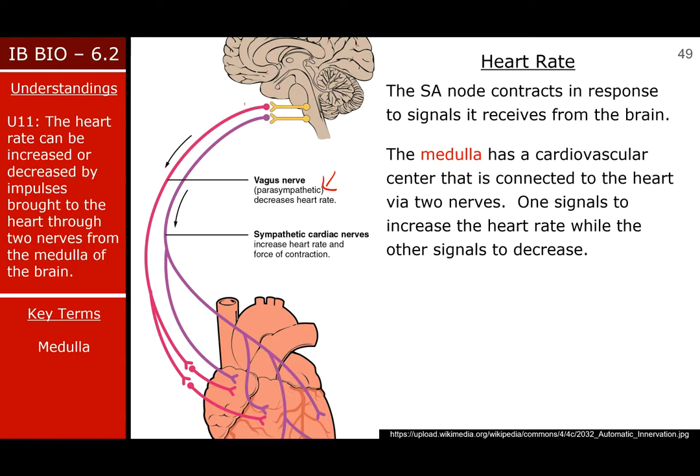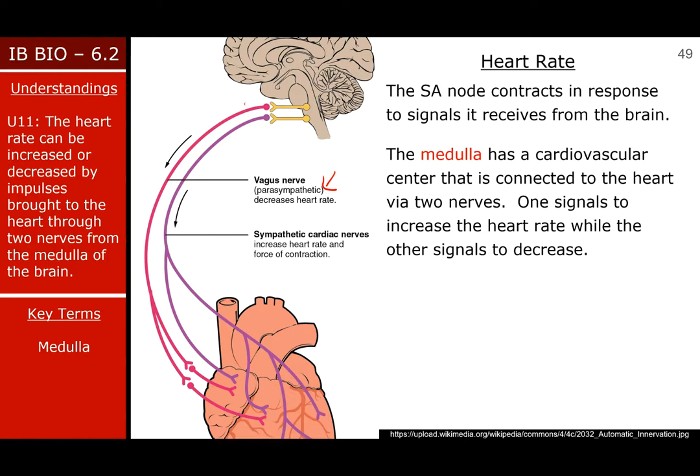Heart rate, right. The sinoatrial node contracts in response to the signals it receives from the brain. Like I said, the initiation of the contraction of the heart starts in the heart, and that ability is myogenic. Now, that doesn't mean your brain doesn't play any role. It does influence cardiovascular rates, and that ability is centered in the medulla. And then once the medulla sends the signal either through the vagus nerve or through the parasympathetic or the sympathetic cardiac nerves, that can increase or decrease the heart rate.